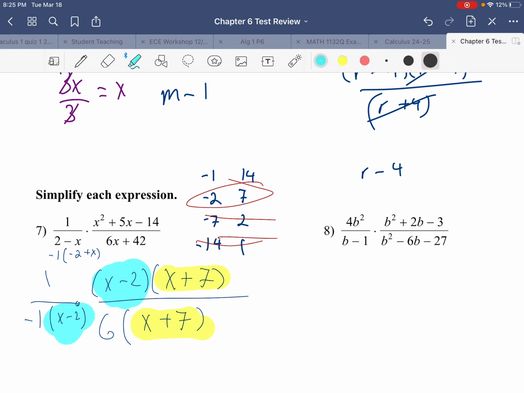Again, there are some people that like to multiply and then cancel things out. I think it's easier to cancel, whether we're talking about the factors in the same rational expression or in the other two here, like the x minus 2 and x minus 2, those cancel, and I'm left over with negative 1 over 6, or 1 over negative 6.